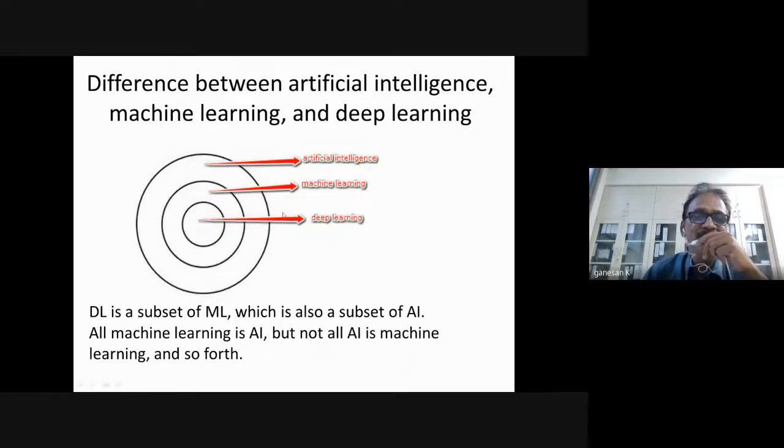As you can see in this diagram, deep learning is a subset of machine learning. Deep learning is part of machine learning, which is again a subset of artificial intelligence. So artificial intelligence is a big set, and you have a subset which is machine learning. Under that you have deep learning and so on.